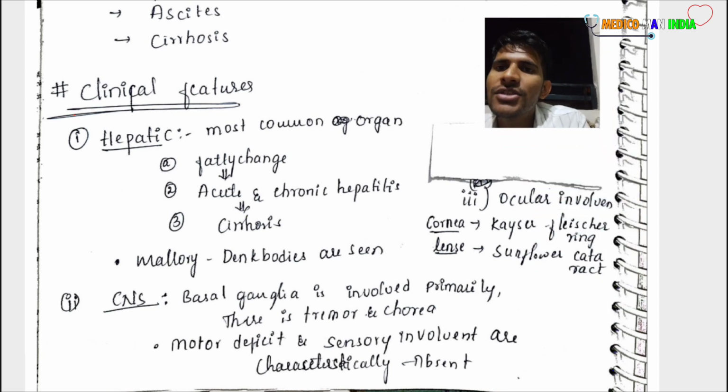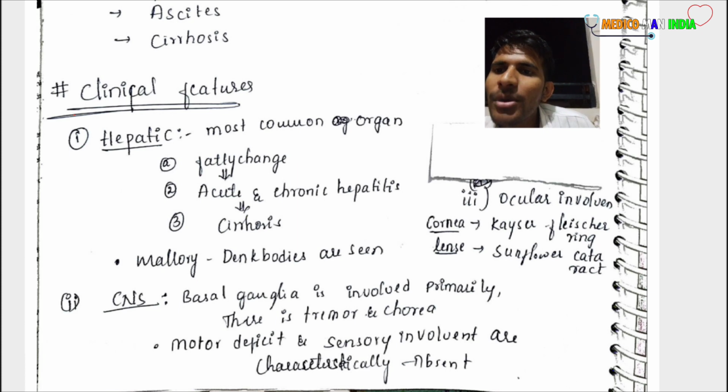Clinical features of this Wilson's disease. First is hepatic, means the copper is deposited in the liver, so there is formation of cirrhosis. For cirrhosis to happen, fatty change and also acute and chronic hepatitis are necessary. You know the process of cirrhosis: first there is hepatitis, then there is steatosis, then at last it is cirrhosis. Okay, 3 stages. Next, Mallory-Denk bodies are seen in cirrhosis.